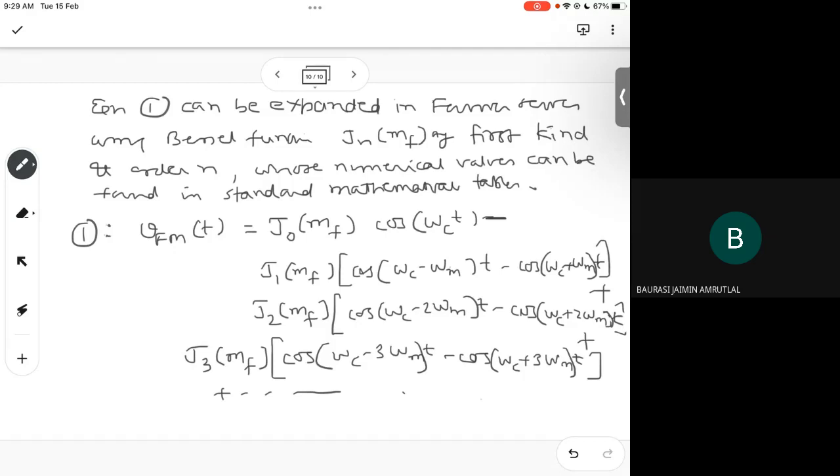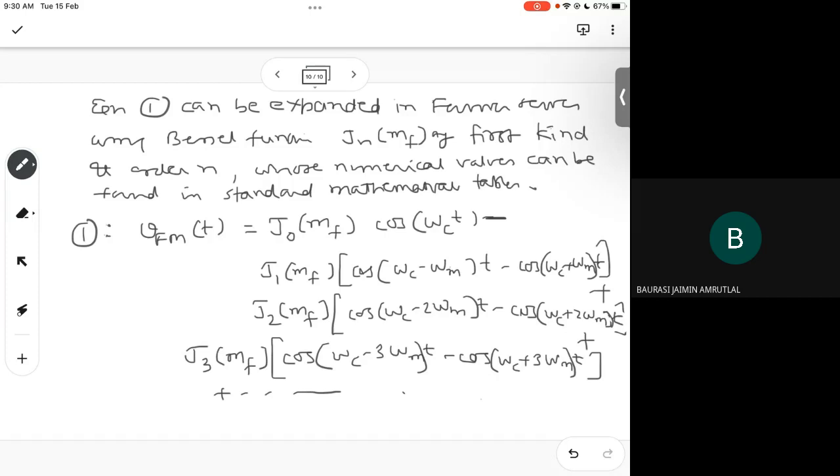So what frequencies will I get? I have omega_c, omega_c minus omega_m, omega_c plus omega_m, omega_c minus 2 omega_m, omega_c plus 2 omega_m, omega_c minus 3 omega_m, omega_c plus 3 omega_m, and so on. That means your bandwidth is infinitely large, unlike in the case of AM.